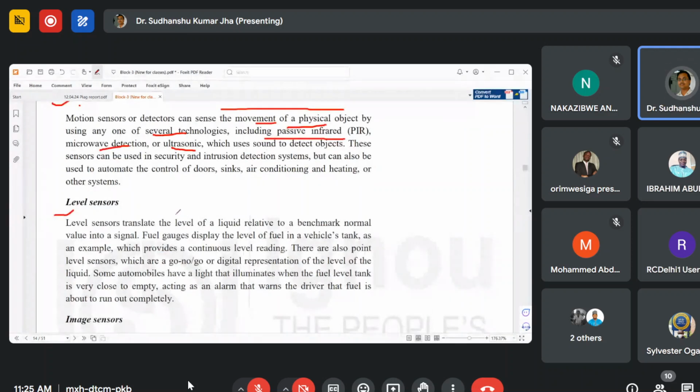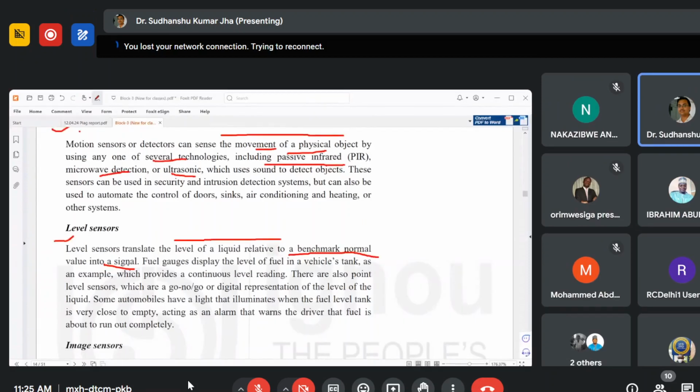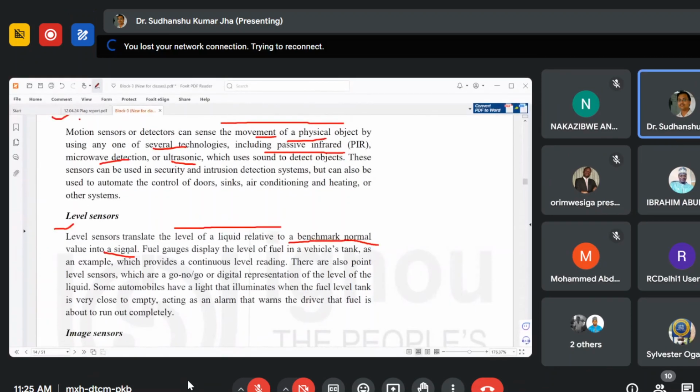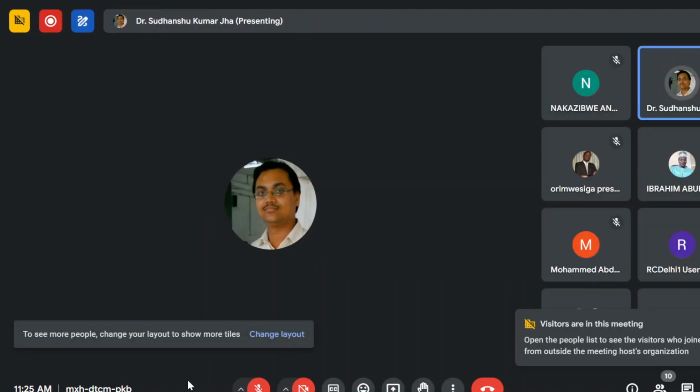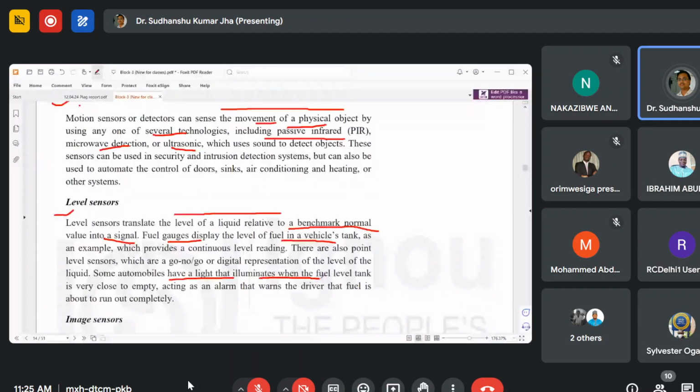Similarly, level sensors basically monitor the level of a liquid relative to a benchmark value in a system. For example, fuel tankers or water tanks and like that. Similarly, some automobiles have a light that illuminates when the fuel level in the tank is very low. Like in your vehicles, if you have analog meters, you can see the needle position showing how much fuel is available in your tank. If you have digital fuel meters, then these will show you some numeric value, or some kind of image, to tell you the level of the fuel.